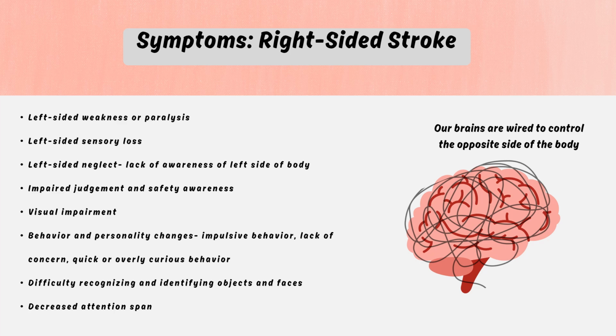However, the general symptoms of a right-sided stroke are left-sided weakness and paralysis, left-sided sensory loss, left-sided neglect, which is the lack of awareness of the left side of the body, impaired judgment and safety awareness, visual impairment, behavior and personality changes outside of the person's normal, such as impulsive behavior, lack of concern, and quick or overly curious behavior, difficulty recognizing and identifying objects and faces, and decreased attention span.